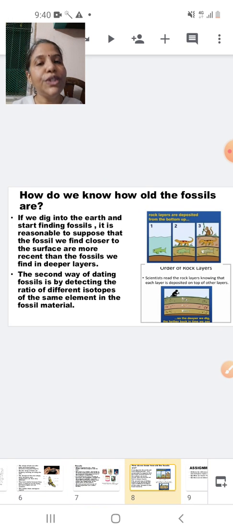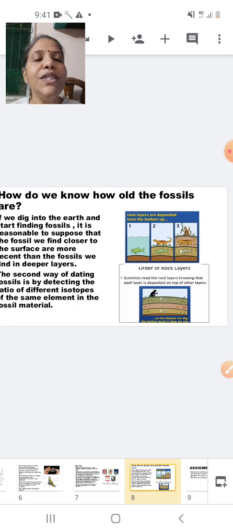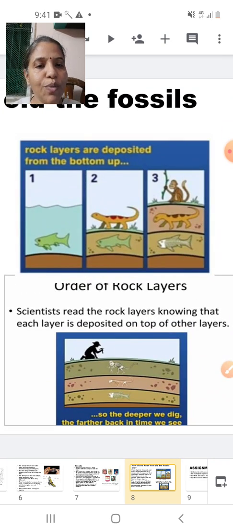Let's go to study now. How do we know how old the fossils are? To know how old the fossils are, let us enlarge this picture over here.